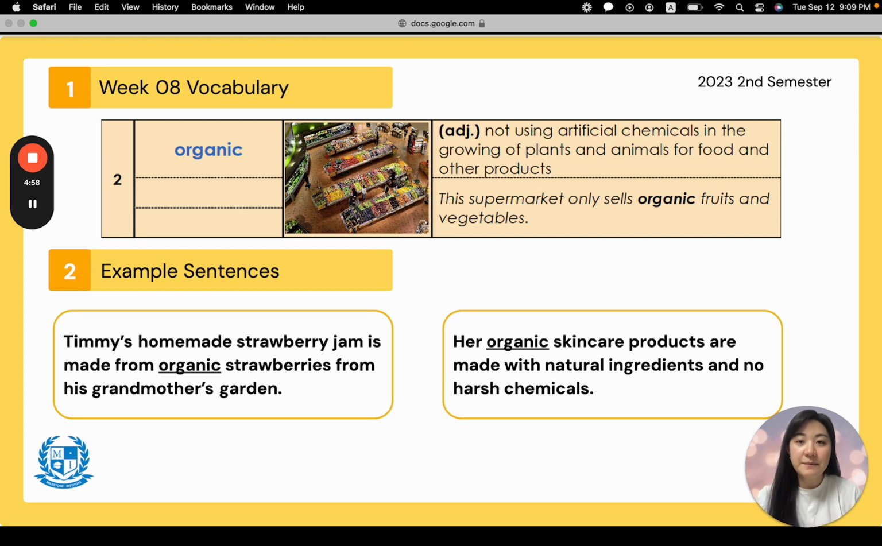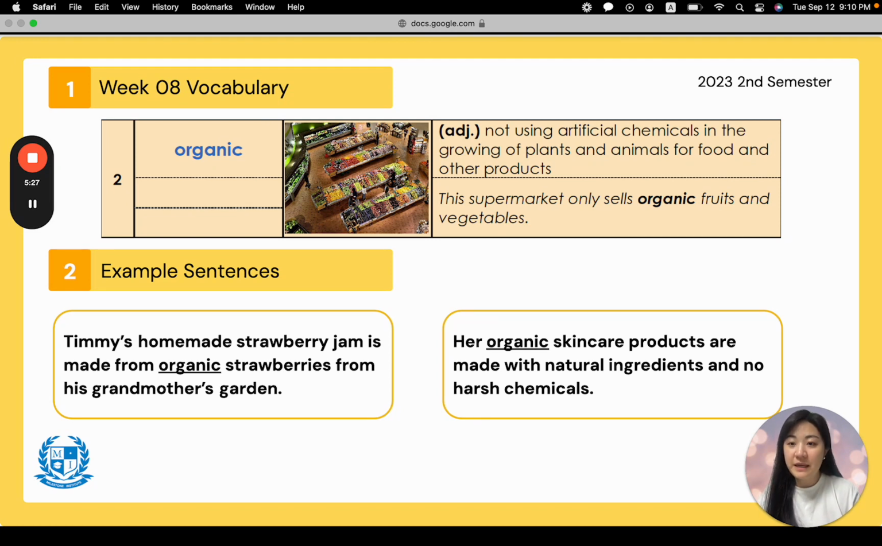The example sentence says, This supermarket only sells organic fruits and vegetables, meaning that there is no chemicals used on the food that is being sold there. Okay. Please repeat after me. This supermarket only sells organic fruits and vegetables. Very good. Sometimes organic food products could be a bit more expensive, but not all the time.